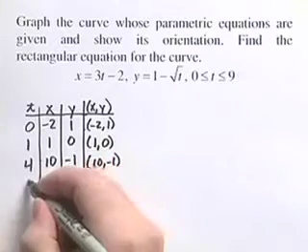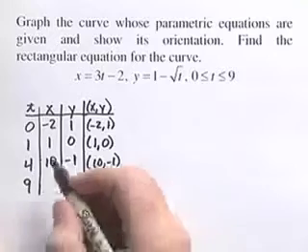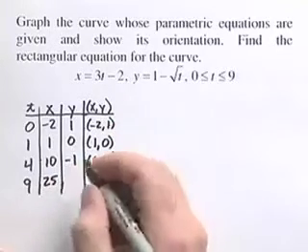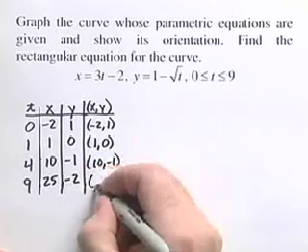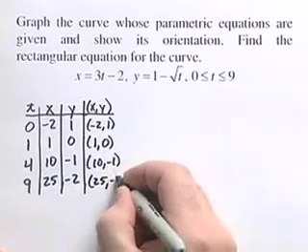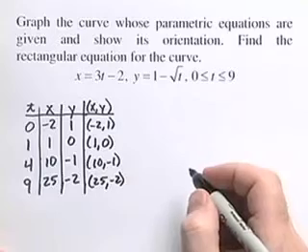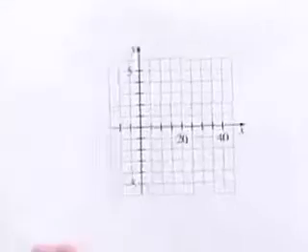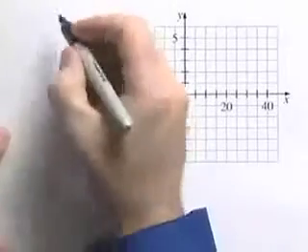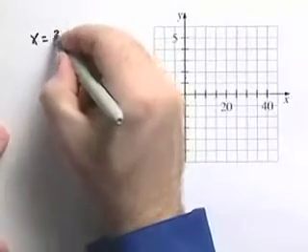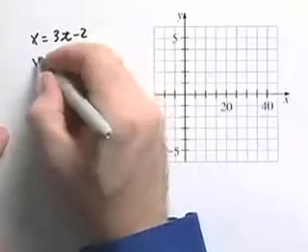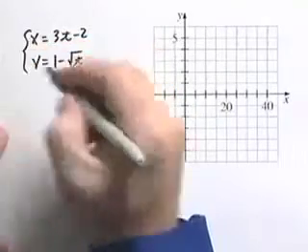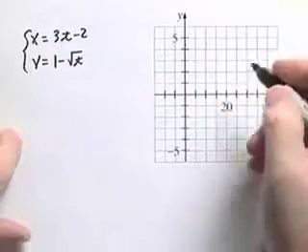And then we'll do one more. We'll let t equal 9. If t is 9, we'll get 25 for x, and we'll get negative 2 for y. So we have the point 25 and negative 2. We're going to go ahead and sketch the graph of this equation. Remember that we have x is equal to 3t minus 2, y is equal to 1 minus the square root of t. Those were our parametric equations.